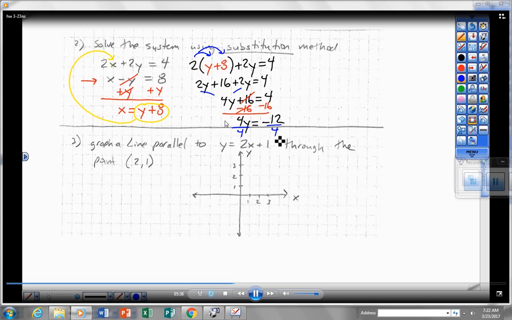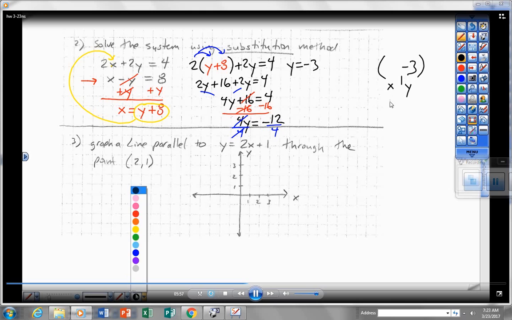That gives me half of my answer, y equals negative 3. Remember, I am not done. That is only half of my coordinate, half of my answer. I need both x and y when I'm solving a system. So negative 3, half of it.